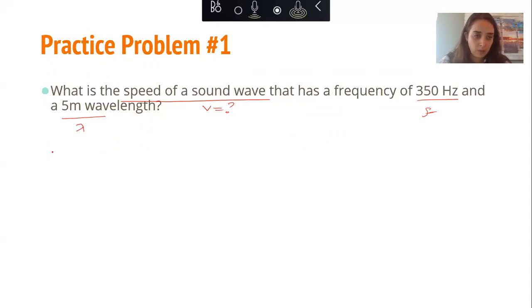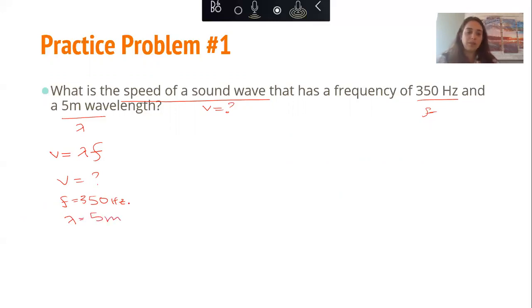In the reading, you will see that the equation that connects all of these together is: speed is equal to the wavelength times the frequency of the wave. So again, the speed is what I'm trying to find. My frequency is given as 350 hertz.